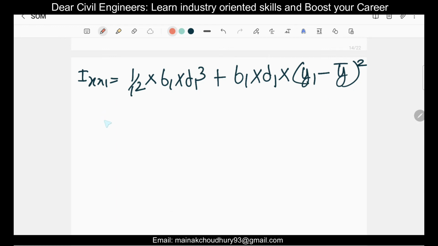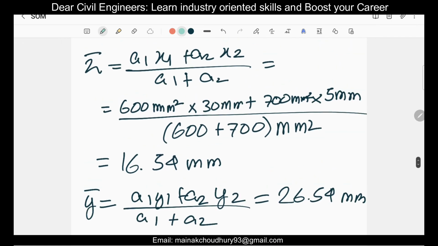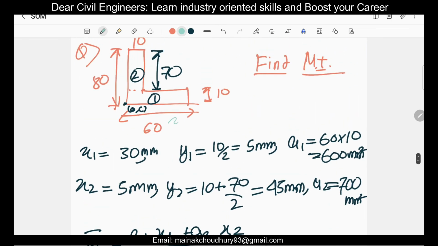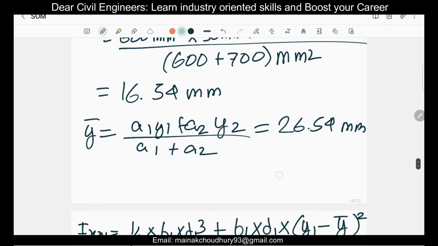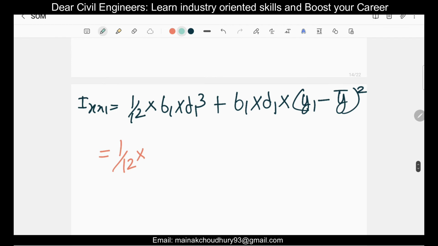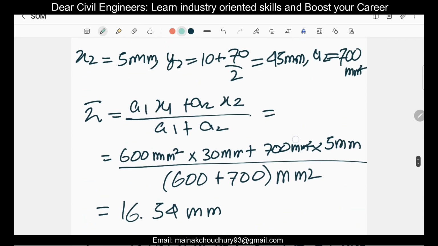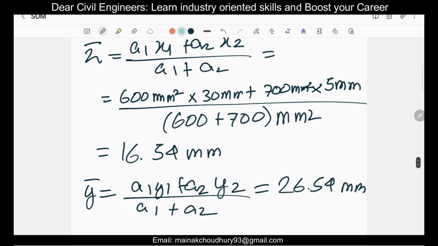So now for this, let's write the values here, 1 by 12 into your b1. For this one, we are taking b1 equal to 60, and d1 equal to 10. Okay, so it will be 60 into 10 cube plus 60 into 10 into y1. Let's see what is the value of the y1 which is written here. Y1 is 5, right?